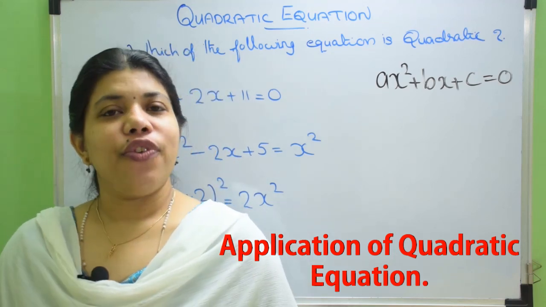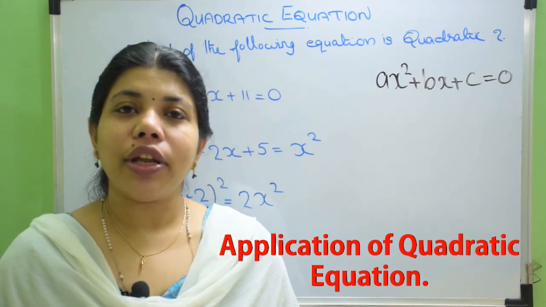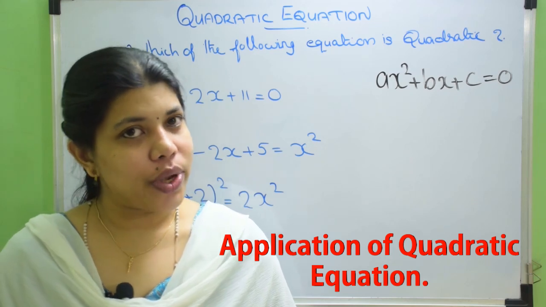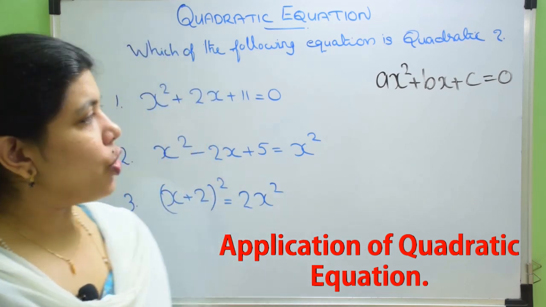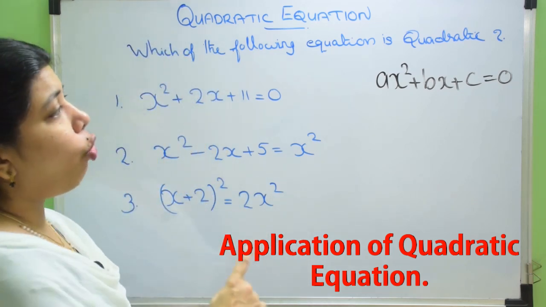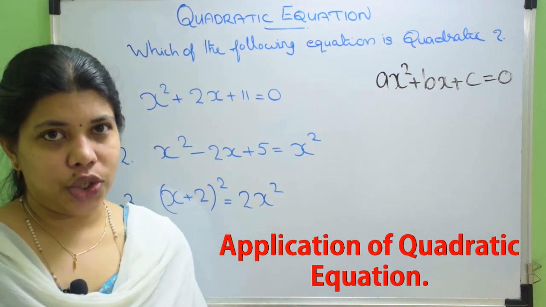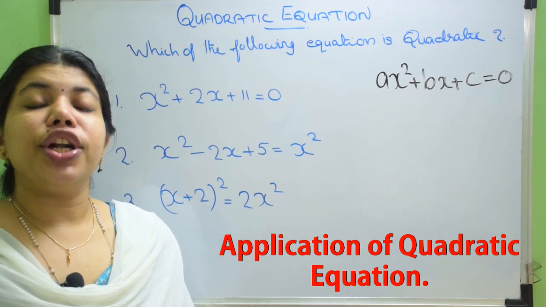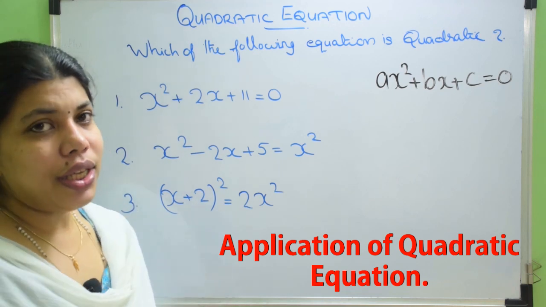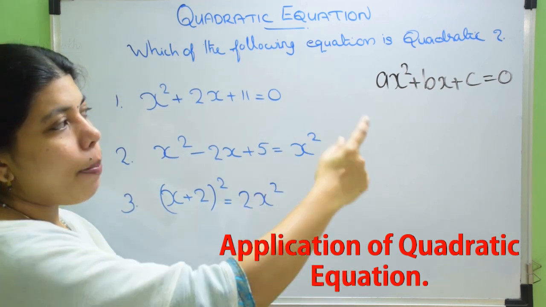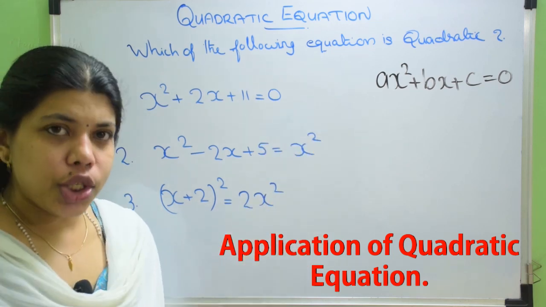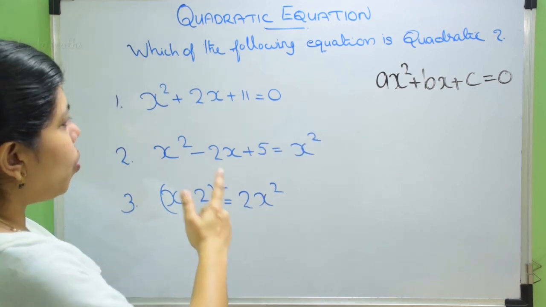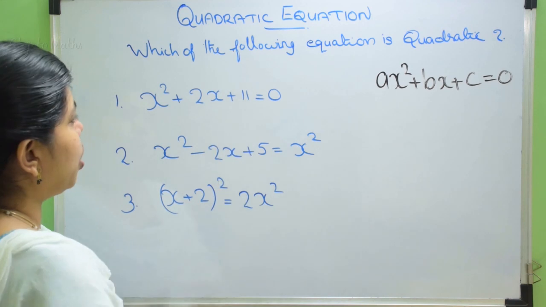In this section, we are continuing the quick revision about quadratic equations. First question: which of the following equations is quadratic? We know that the general form of a quadratic equation is ax square plus bx plus c is equal to 0. So, let's check with each equation.